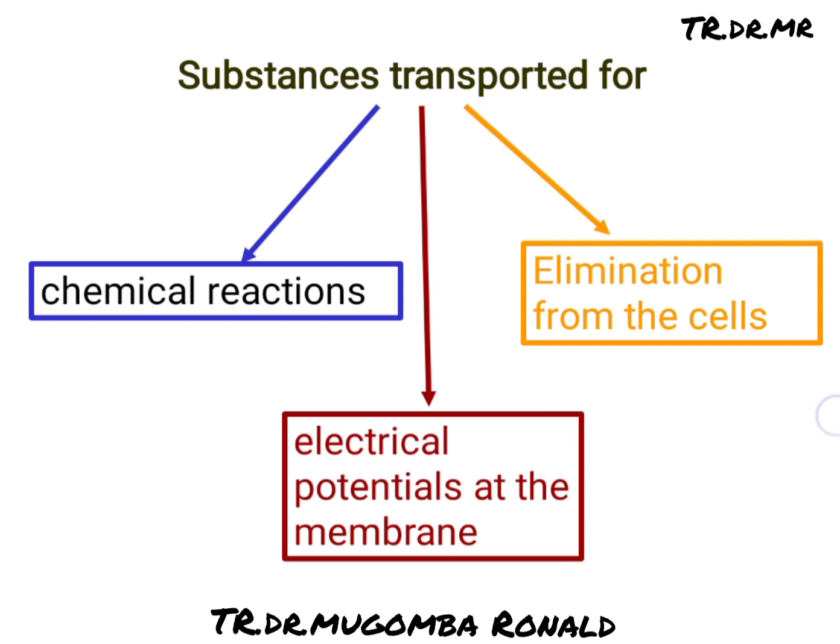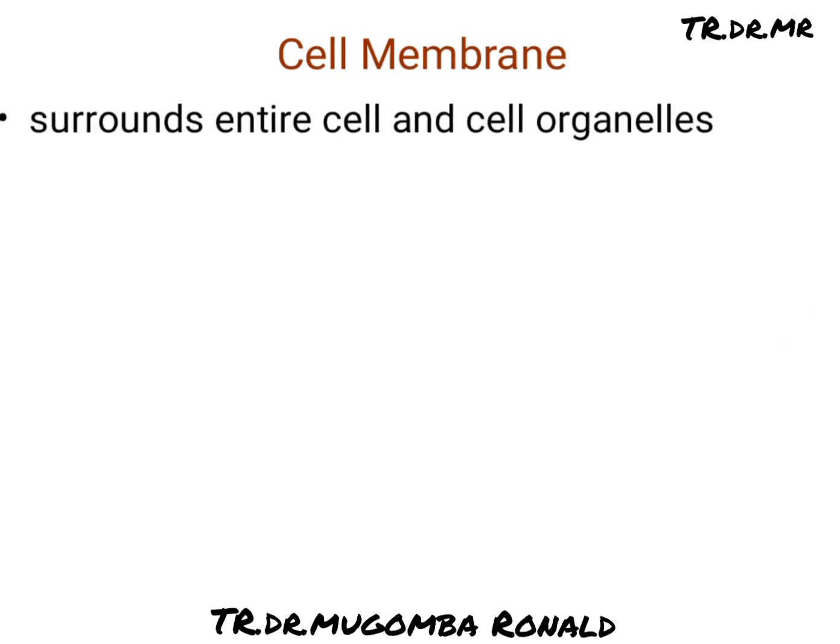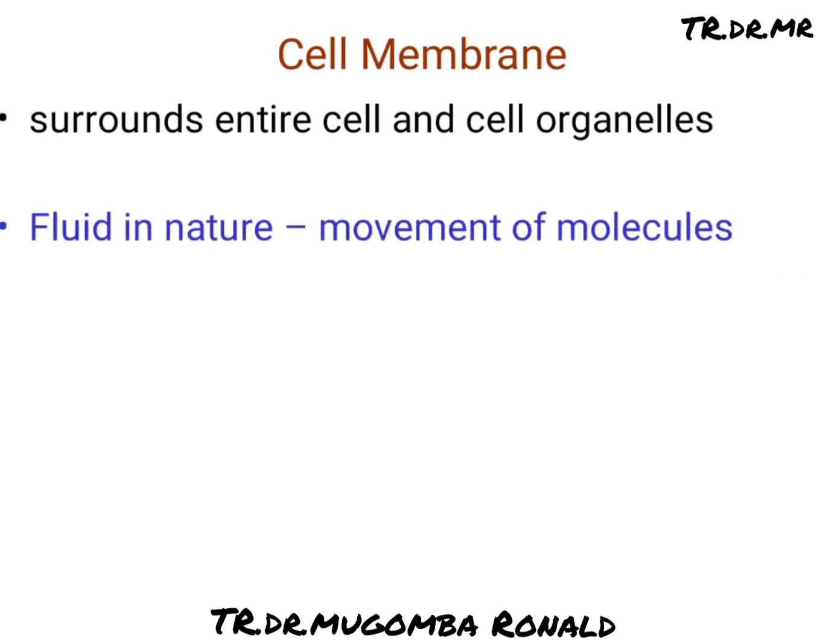So you need to move materials in and out of the cell so that you can eliminate those wastes. When you look at the whole idea, we begin with the cell membrane. The cell membrane surrounds the entire cell, so it is like the barrier across which materials have to move in and out of the cell. It also covers the different cell organelles. It is fluid in nature, and we say it is fluid simply because it is in constant motion, or it has molecules that are always moving.